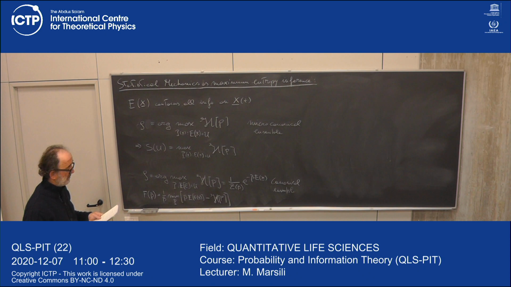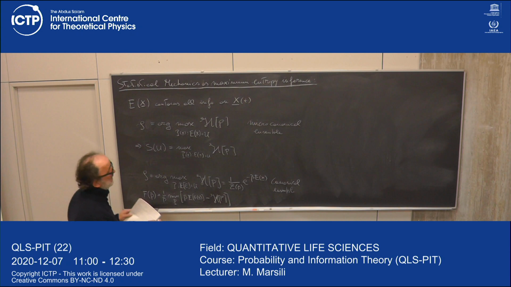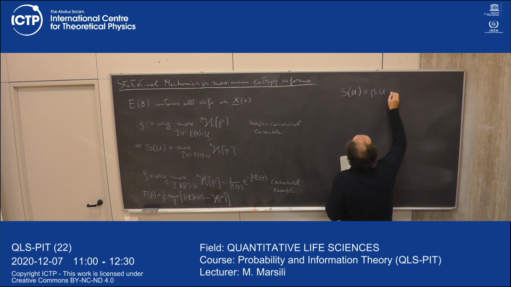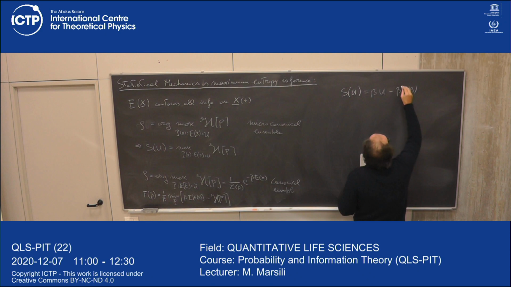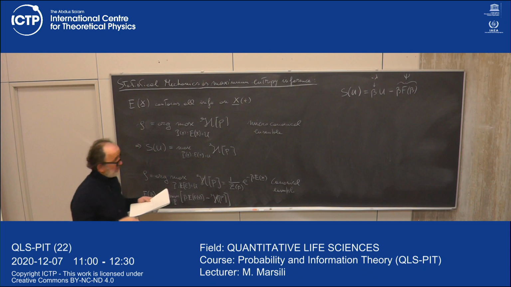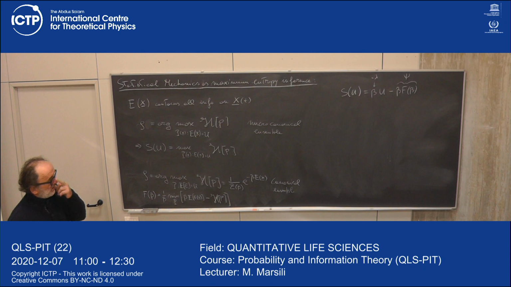the Legendre transform. So in the sense that S of U is equal to beta times U minus beta times f of beta. So this function is what we called psi in the other lecture, and beta is what we called minus lambda in the other lecture. So if you want to connect to the notation that we have used to discuss maximum entropy problems in general. Okay.